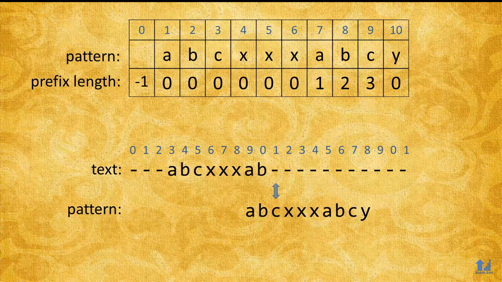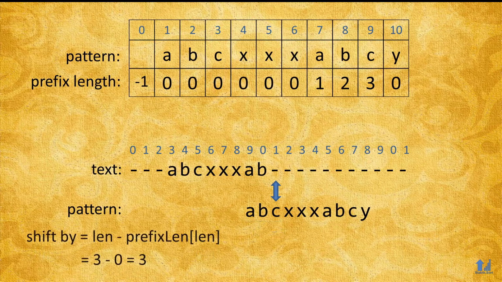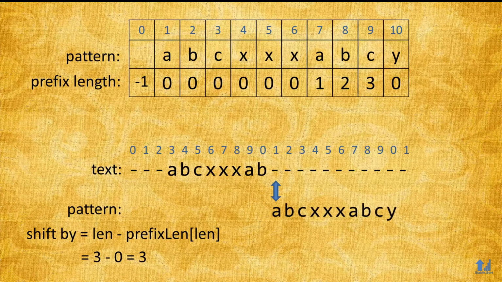Here, at index 11, an immediate mismatch occurs, but this time with the first C character. The prefix length array has a value of 0, so our formula yields a shift value of 3.